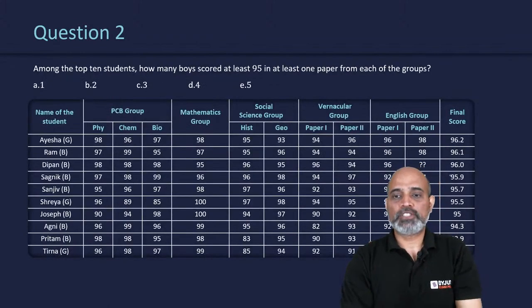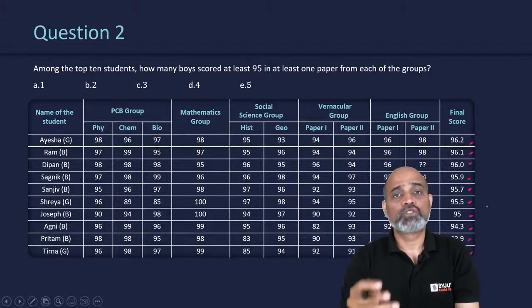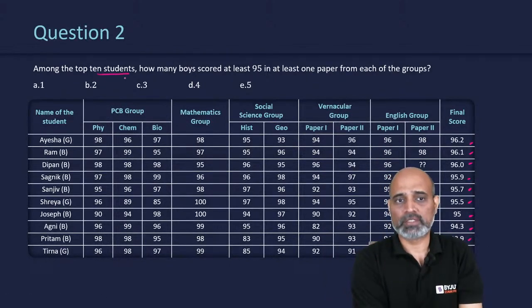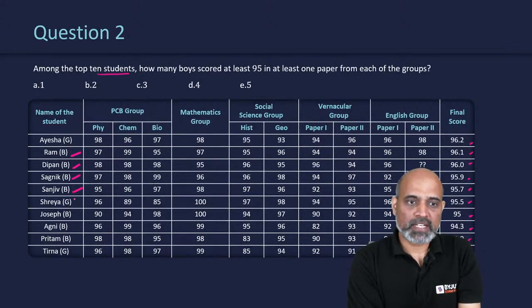So which are the top 10 students? So the top student is 96. Is this in the proper order? This is already in the proper order. So we have 1, 2, 3, 4, 5, 6, 7, 8, 9, 10. So we have to deal with all the 10 students, right? So we have to only look into boys. B stands for boys.